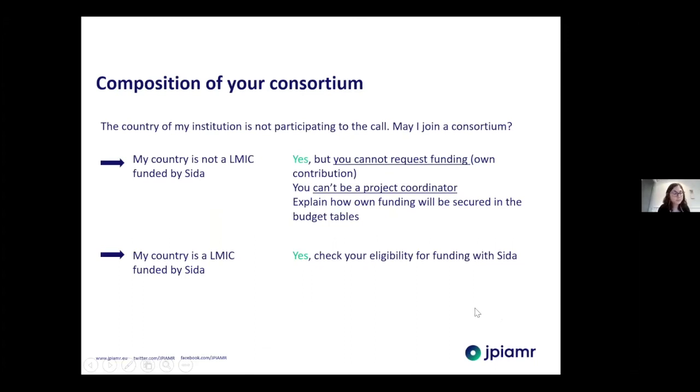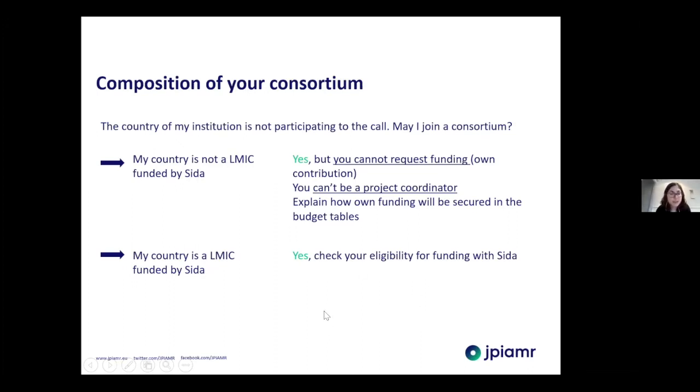To finish with this part, a last point about the partners for which the research institution is not in a country directly participating in this call. There are two possibilities. If your country is not an LMIC funded by Sida, as I mentioned before, you can participate in this call, but as a non-funded partner, meaning that you cannot request funding with this call. You have to bring your own funding, and you will have also to explain how your own funding will be secured in the budget tables. And so, for example, your lab has already received a grant to conduct a specific kind of research, or your permanent staff is already working on the project. And as I said before, it is important to note that in this case, you cannot be a project coordinator.